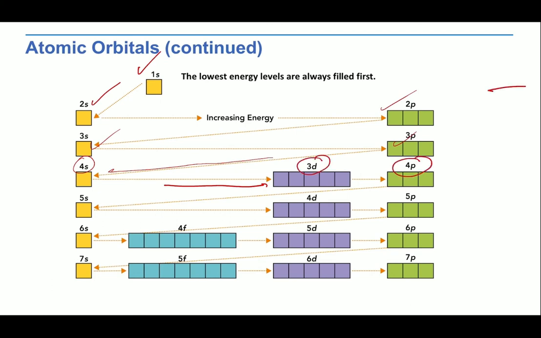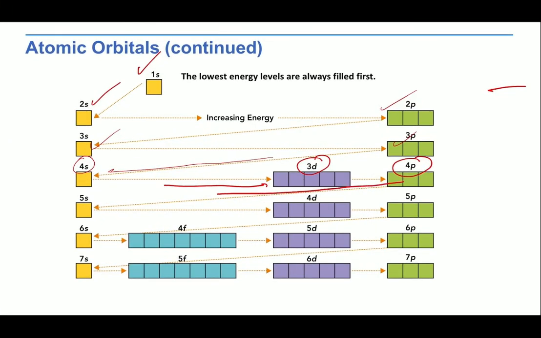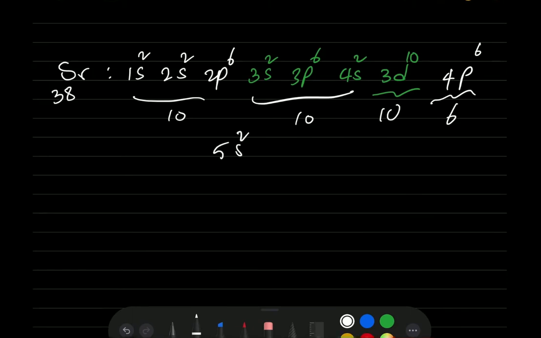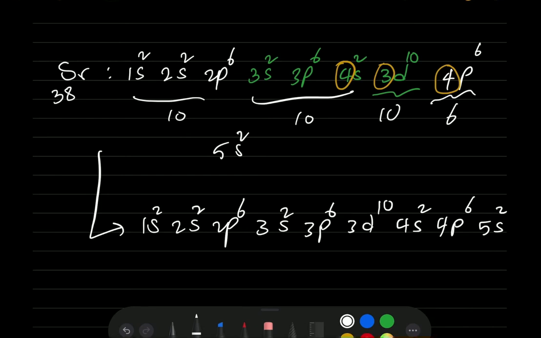After 3d, we have to fill 4p. We fill 4p with 6 electrons since we still need more electrons. After filling it, we go to 5s, which contains 2 electrons. But as we told you, we have to rewrite it again, putting the same numbers together. We write 1s2, 2s2, 2p6, 3s2, 3p6, 3d10, 4s2, 4p6, and 5s2. So this is the best way to write the right electronic configuration in this case.